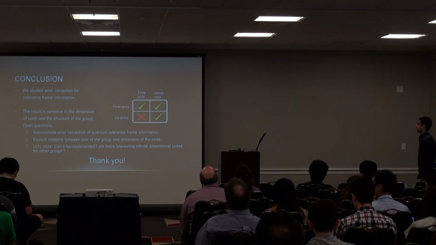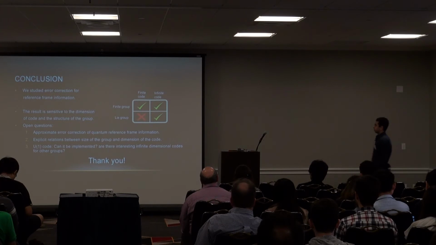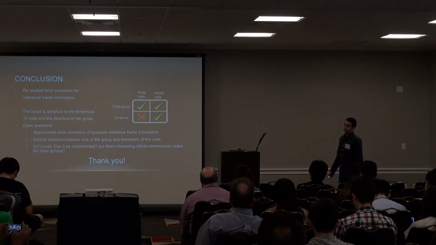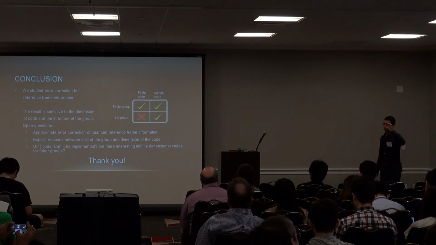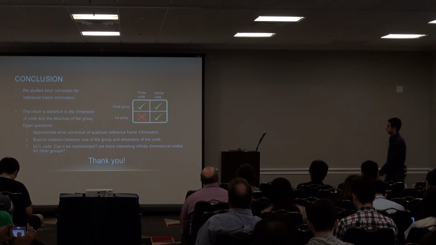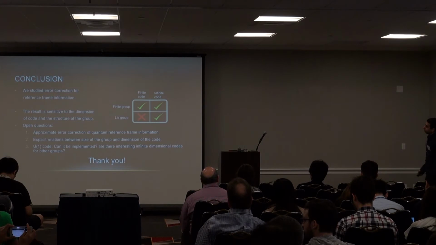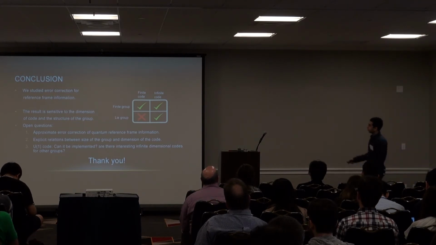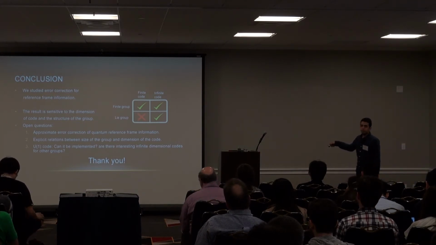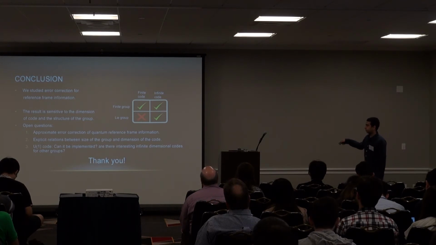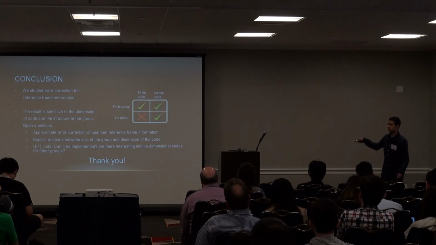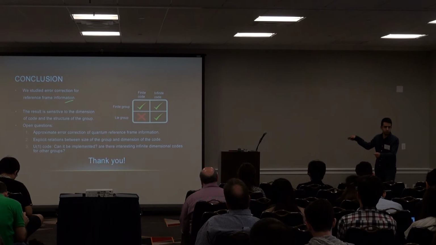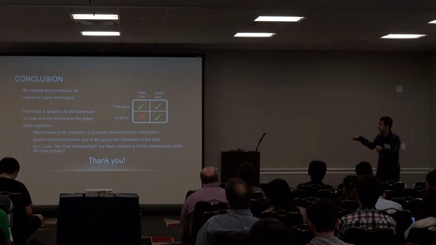So one is, of course, what is the approximate version of this error correction of reference frame? What happens if I allow some error tolerance? And what can I say about this problem? And the other one is, is there any explicit relation between the size of the group and the dimension of the code? We show that if the group is infinite dimensional, you cannot encode it into finite dimensional codes.